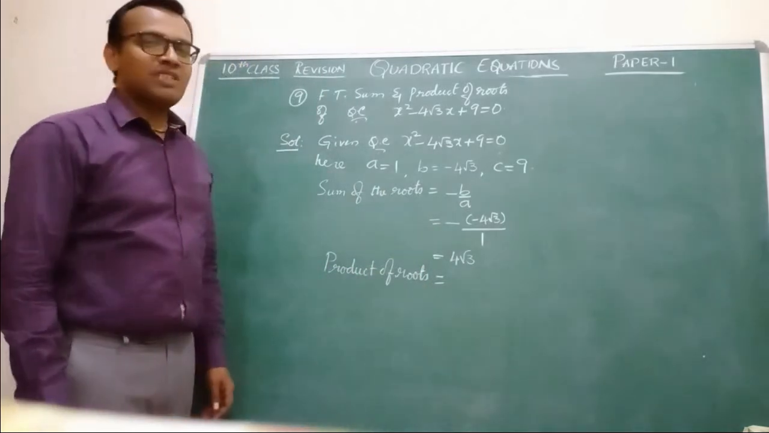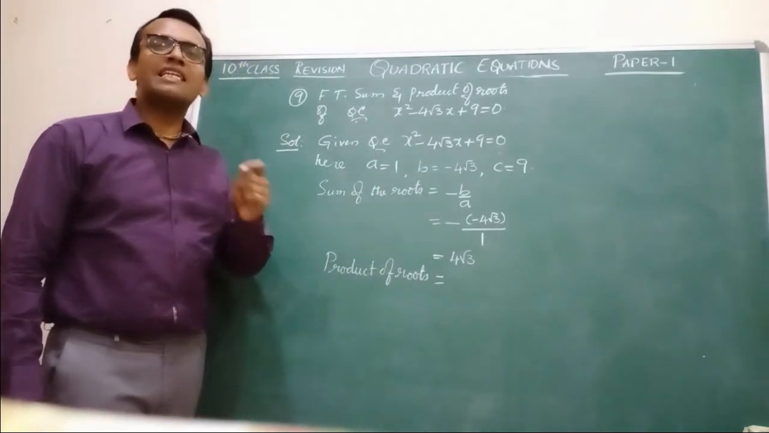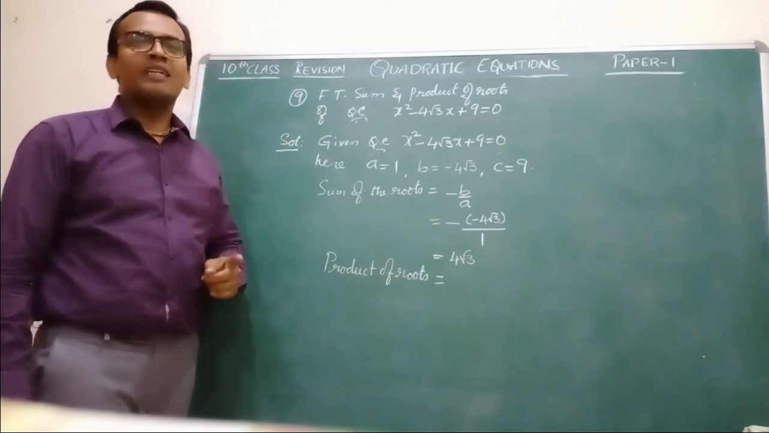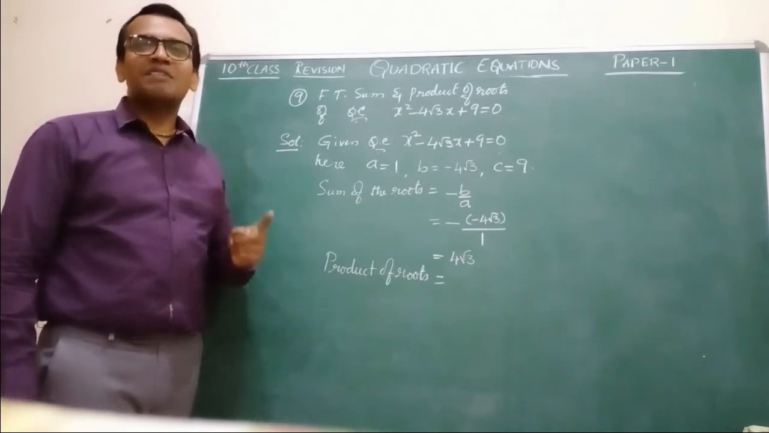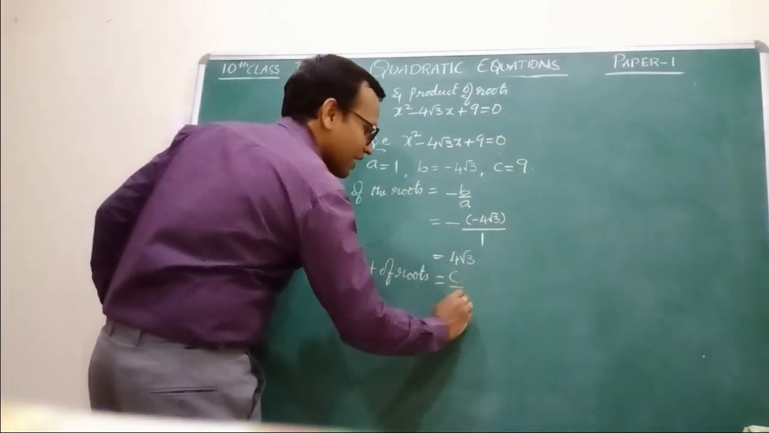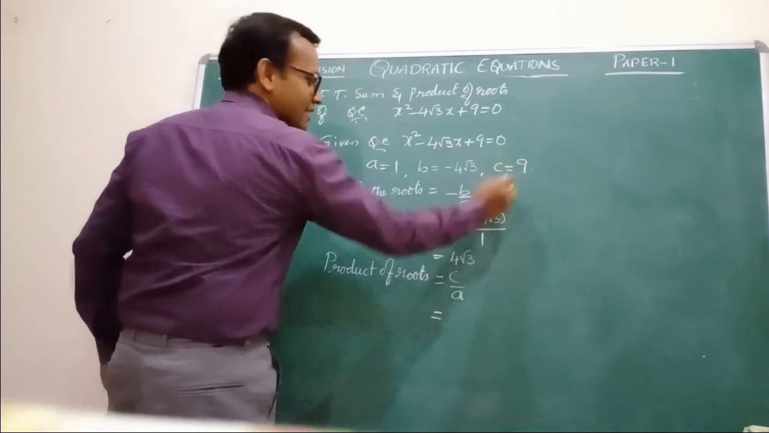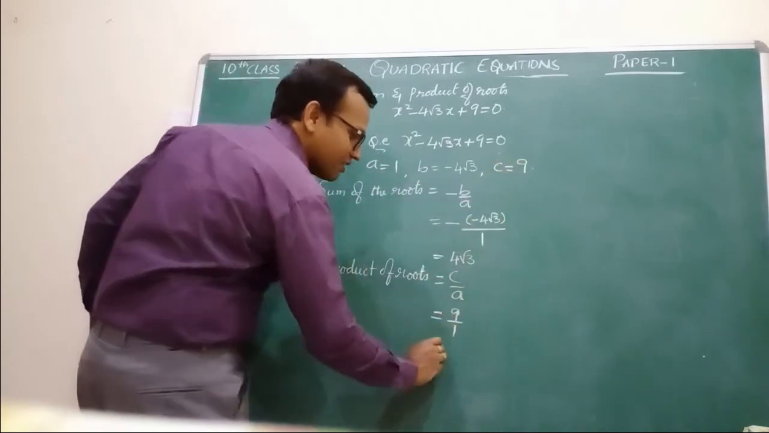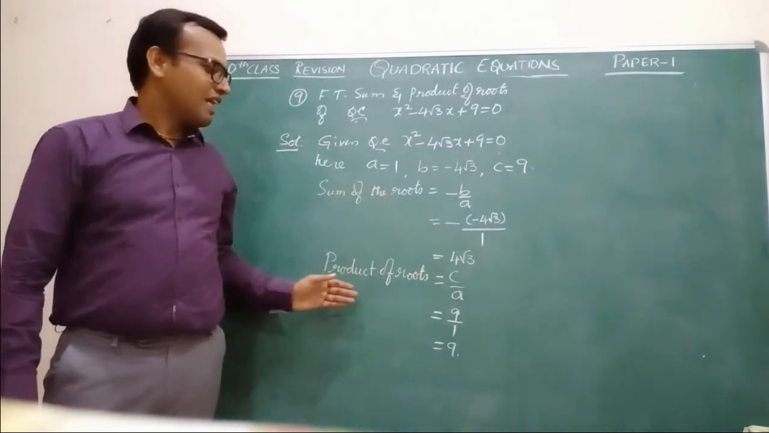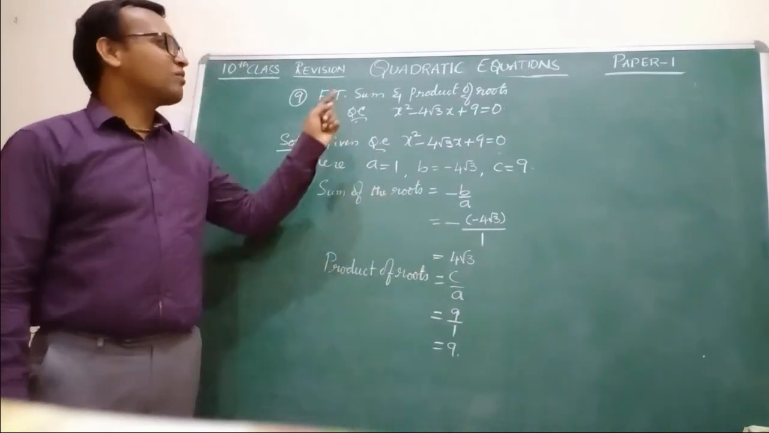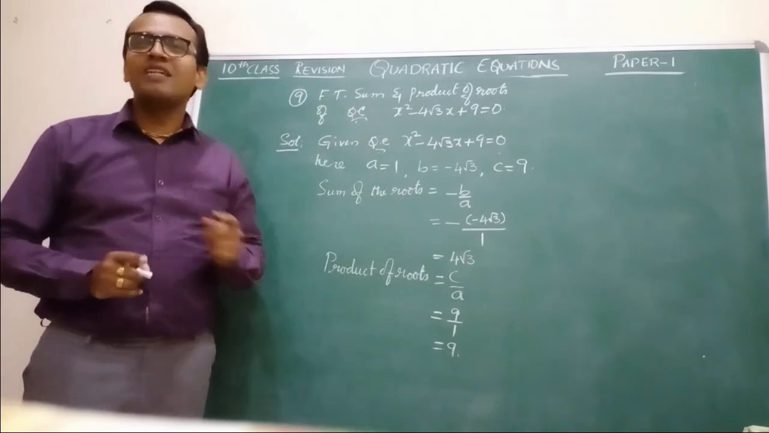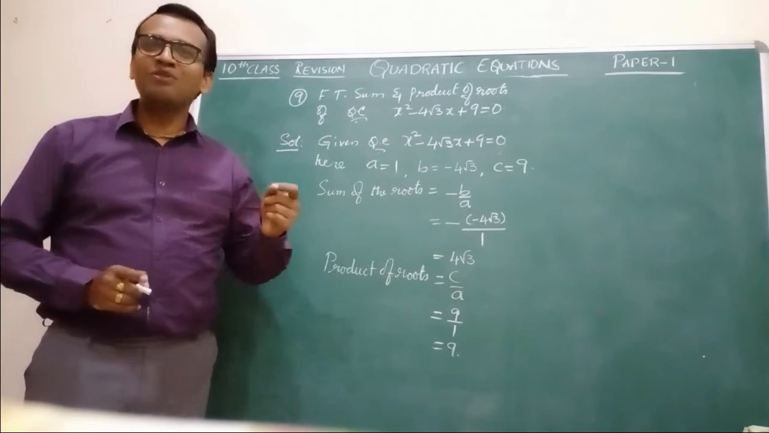Product of roots formula is c by a. Once again students, tell along with me. Product of the roots is given by c by a. C value is 9. A value is 1. 9 by 1 is 9. So we got sum of the roots and product of the roots when the quadratic equation is given. Sum of the roots is equal to minus b by a. Product of the roots is equal to c by a.